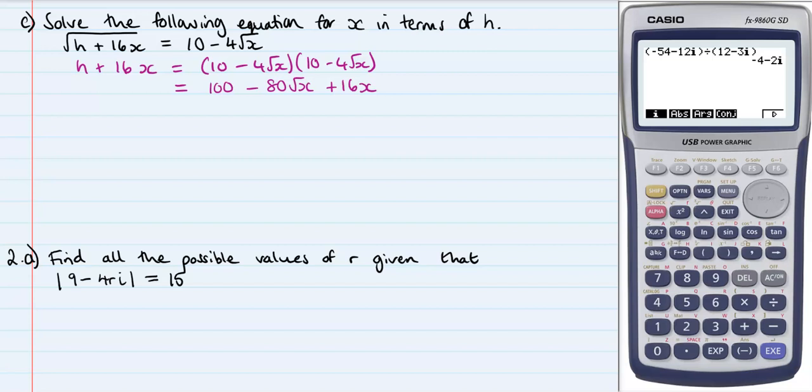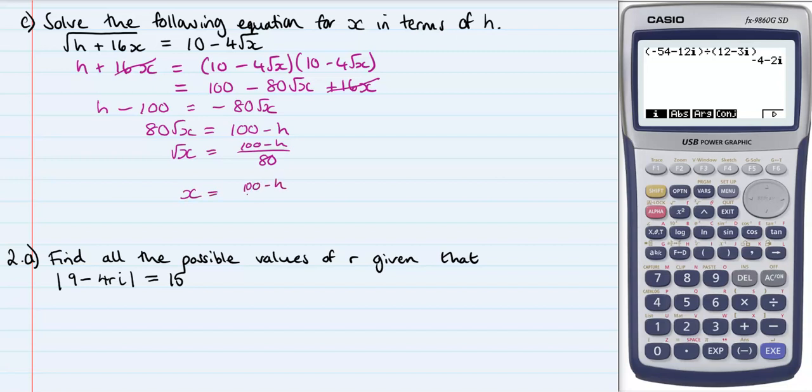So we've got a 16x on that side that cancels with that 16x. So then we can take over the 100 to that side would be equal to negative 80 root x. I'm just going to switch those over just to make it a little easier to deal with. So then root x is equal to 100 minus h over 80, and x will be that thing squared, like so.